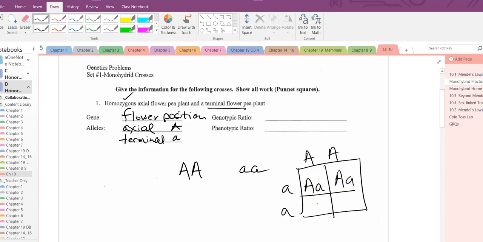But here I can see that if I cross these 2 parents, I'm going to get a genotypic ratio. That has to do with the letter combos. I'm going to get 4 heterozygote to 0 of any other combo. I make my zeros with a slash. Don't think that's like a special biology genetics thing. That's just how Miss Keene makes zeros. And for the phenotypic ratio, what will they look like? You will have 4 axial to 0 terminal.